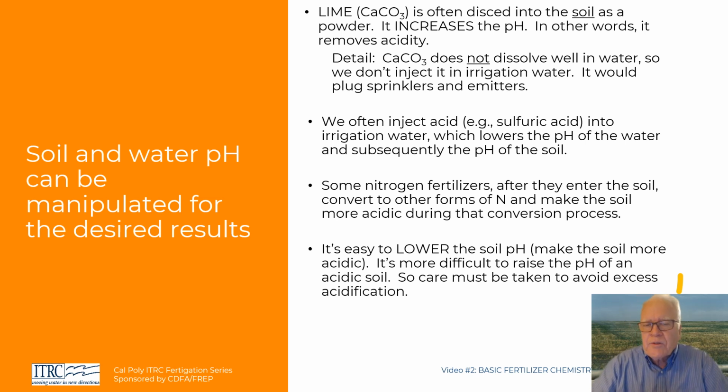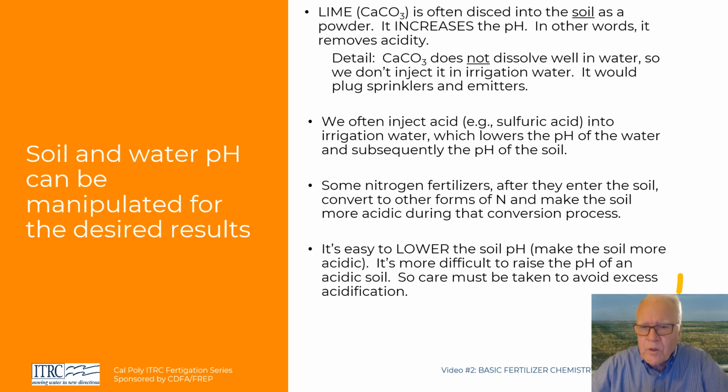Now, we do inject acid frequently into irrigation water in the western U.S., and we do that to lower the pH because the pH of the irrigation water might be pretty high. And then that influences the pH of the soil. Then we have nitrogen fertilizers that often have a transformation in the soil, and almost always in that transformation the microbes tend to release acid, hydrogen ions, and so nitrogen fertilizers tend to acidify the soil. So it's easy to put acid in, and it's easy to acidify the soil with nitrogen fertilizers.